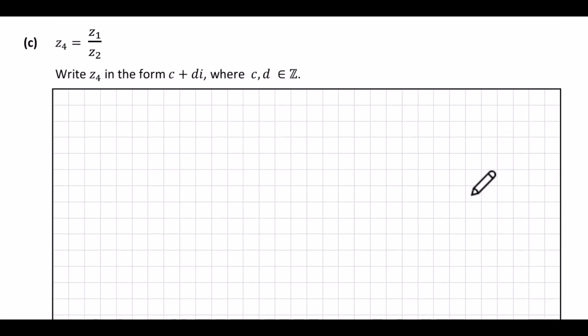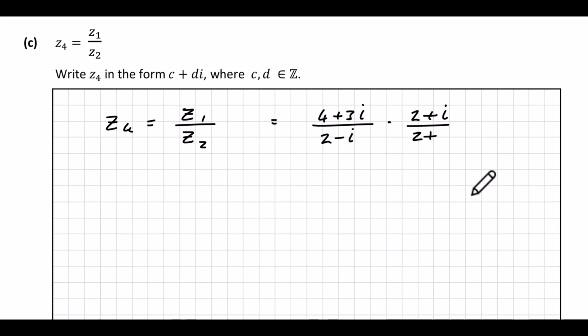Next question then, we've got z4. z4 is equal to z1 divided by z2. Well, that's just going to be equal to z1, which is 4 plus 3i, and then we got to divide that by z2, which was 2 minus i. Now the procedure here is to multiply by 1. And the version of 1 that we're going to use is the conjugate of this number here divided by itself. So it's 2 plus i divided by 2 plus i.